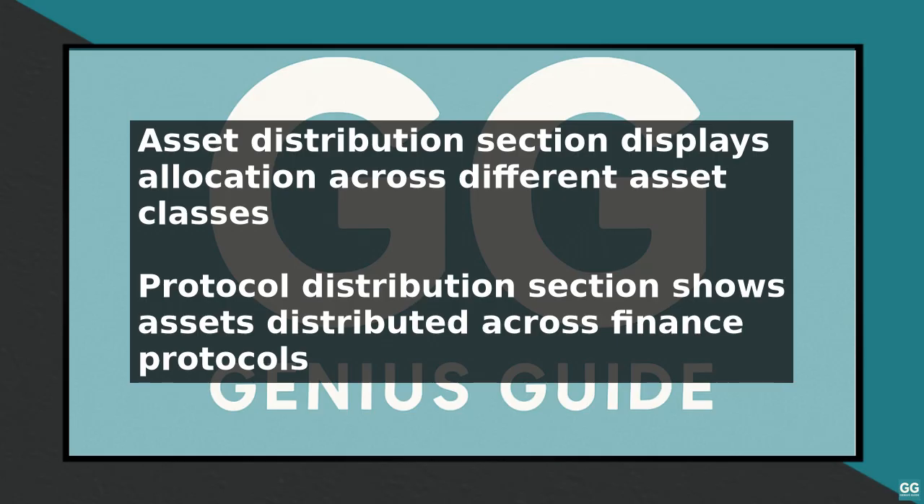To dive deeper, click on each asset or protocol to view detailed information, including current price, balance, and value. You can also use the filter and sorting functions to customize the view and focus on specific assets or protocols.